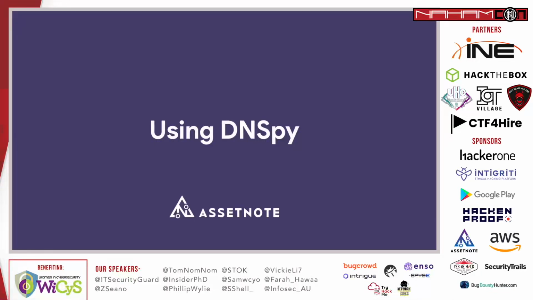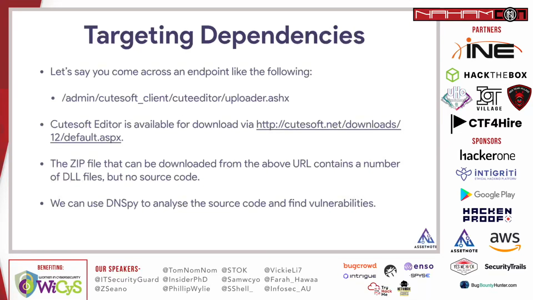The other thing that I think is really important to know when you're hacking IIS applications is using dnSpy. dnSpy is an open source project. You can grab it from GitHub. But let's say in this example, you were targeting a dependency. You were trying to brute force a .NET server and you came across this folder called QTSoft client, QT editor uploader.ashx. Now you might be wondering, are there any vulnerabilities in this uploader.ashx file? Well, that's really easy to solve.